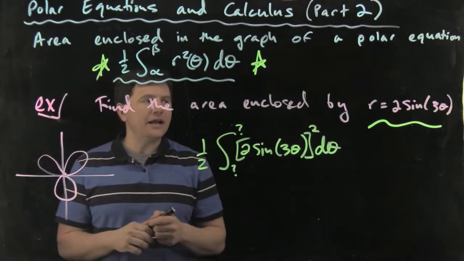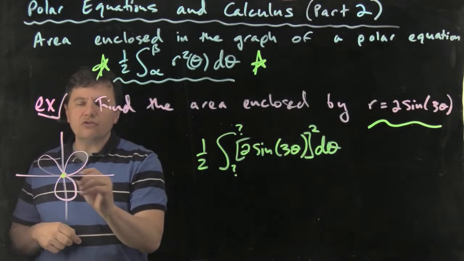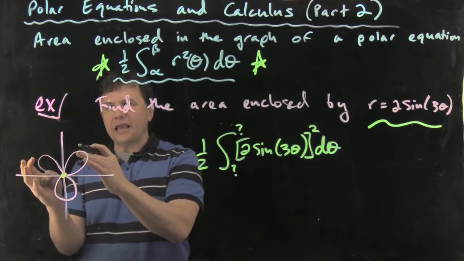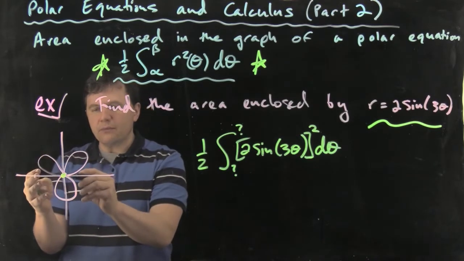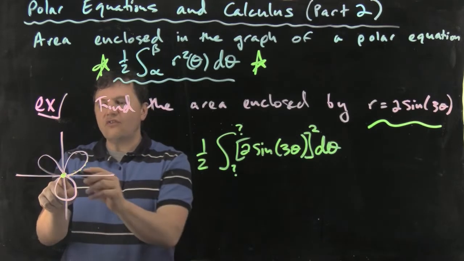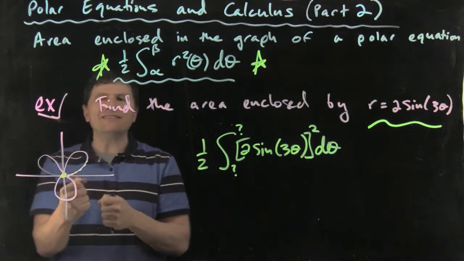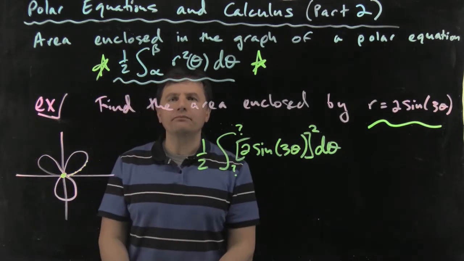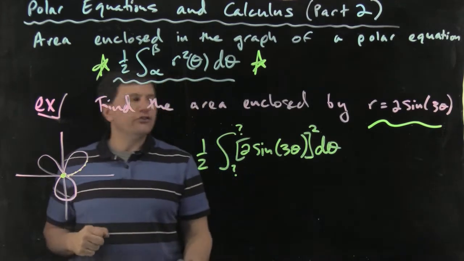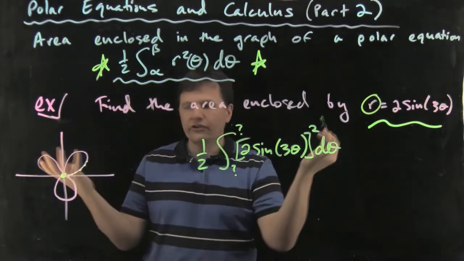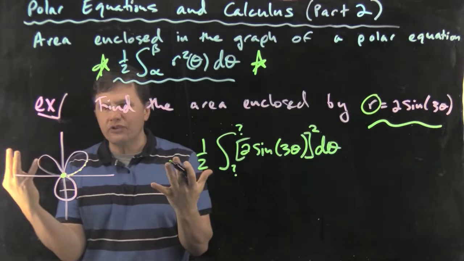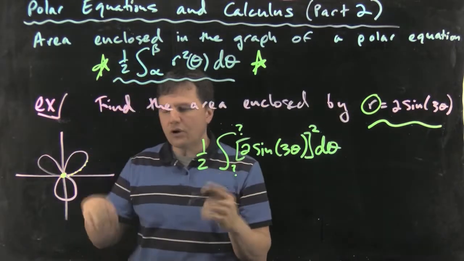But let's see what's happening here. The thing that we can do to see where these petals begin and end, and that's sort of the name of these things, is to just find when it enters and leaves the pole. Each one of these petals begins and ends on a pole, right? So the pole happens whenever r is 0. Anytime we have r equals 0, we're at the pole. It doesn't matter what our theta is.